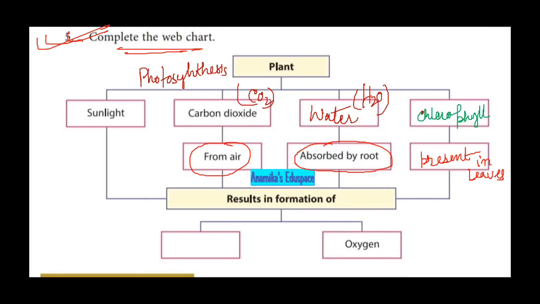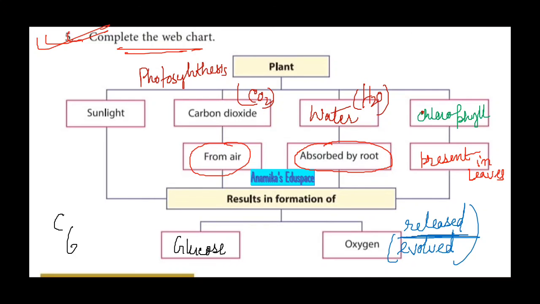Next, what will be the results? We get oxygen, as I already told, oxygen is evolved or released out. We are taking the oxygen and the plant is taking the carbon dioxide from us because we are releasing the carbon dioxide. Clear? And what is the product we are getting? This will be glucose. We are getting C6, H12 and O6. This is glucose. C6H12O6 is your glucose. So clear, students?